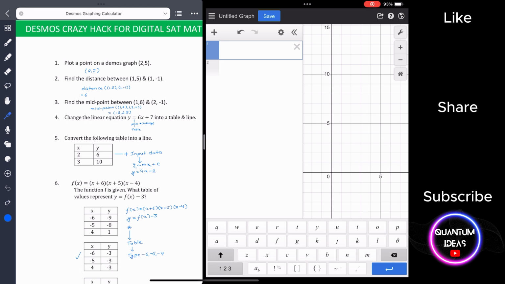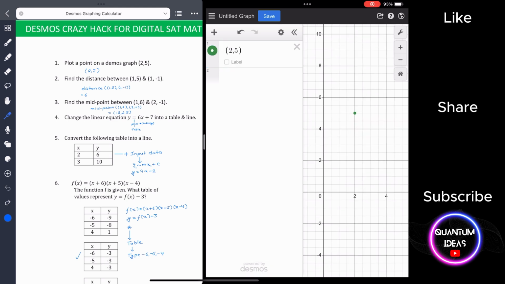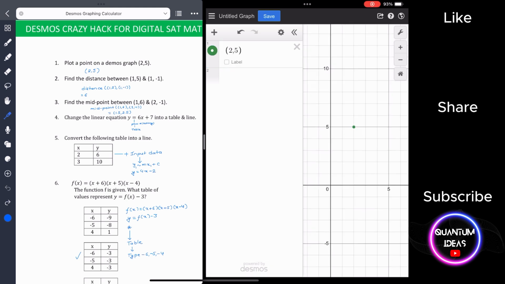Simple one is here. Plot a point on a Desmos graph, 2, 5, okay? So simply to plot a point, just tap here on the blank and then type a small bracket, 2 comma 5, as it is. So you can see a green dot on the graph, so that is the point 2 comma 5. You can also label it, okay? So it's very easy. So let's go to number 2.